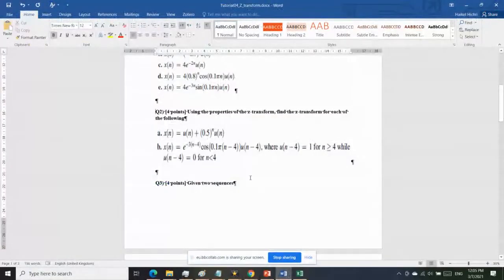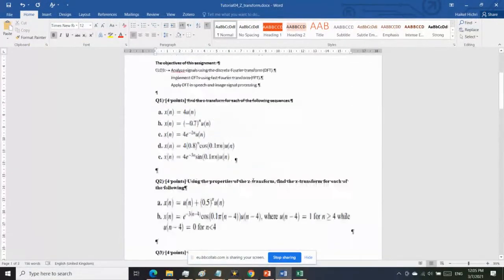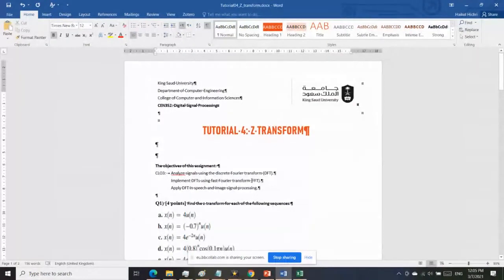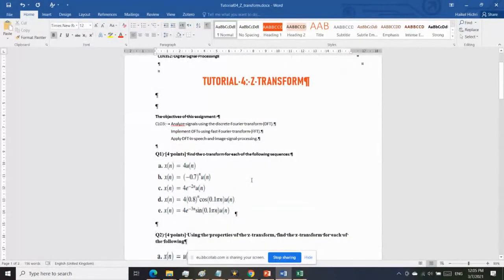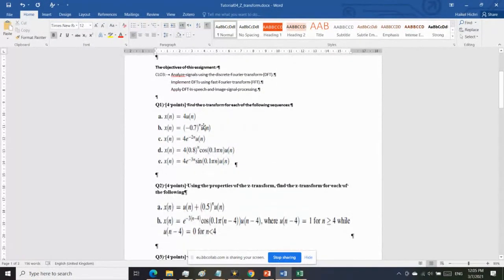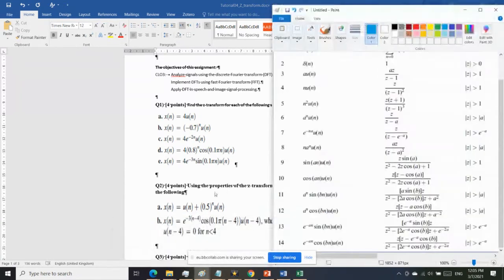So let's look at some problems in tutorial 4. The first question is to find the Z transform. These are relatively easy. You just apply the table. The first one is basically property rule number 3. You can find the Z transform.